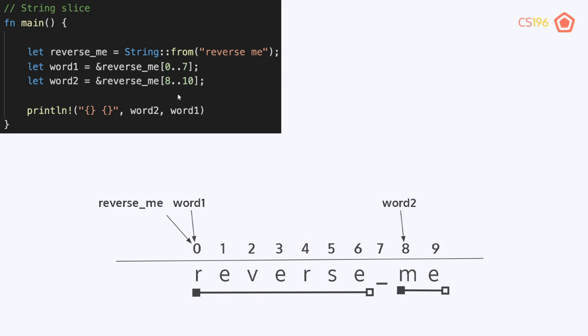Similarly, for word 2, we'll start at the 8th character and go up to, but not including, the 10th index. The 10th index obviously doesn't exist, but that's fine because we're not including it anyway, and so we just get M and E.